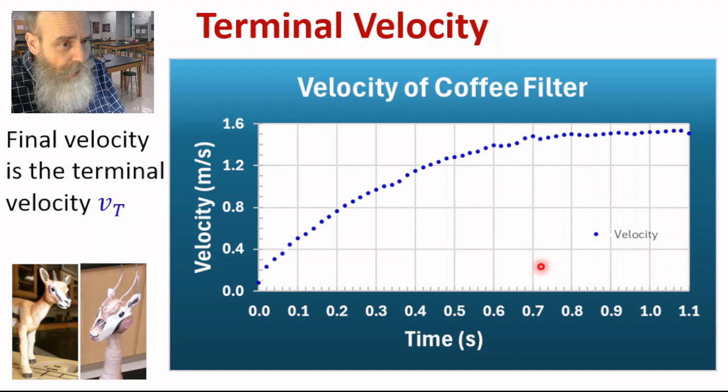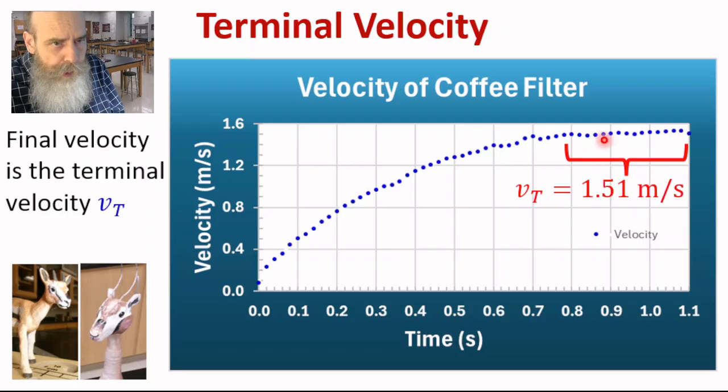Here's a graph of velocity versus time for the coffee filter. As you can see, the acceleration or the slope of this graph is decreasing with time, and eventually the slope becomes zero. At this point we have zero acceleration and constant velocity. I took an average of these values of velocity and I got 1.51 meters per second for the terminal velocity.